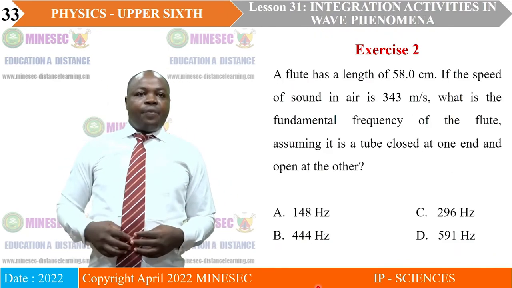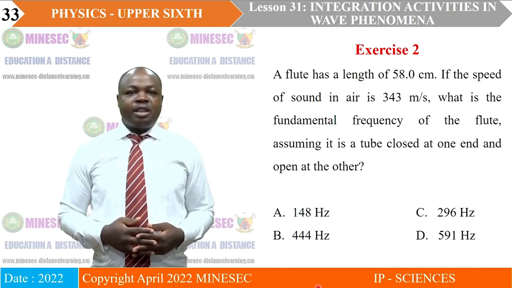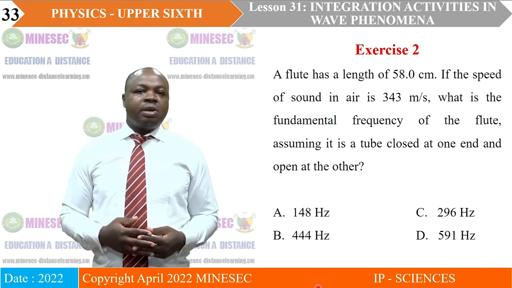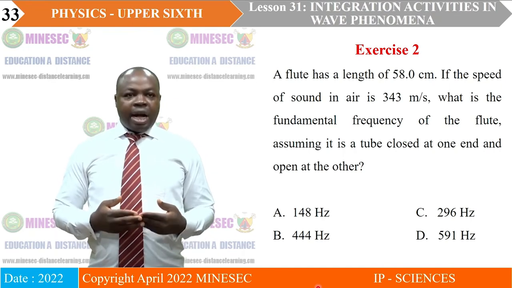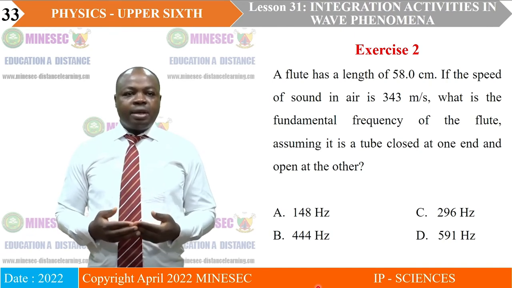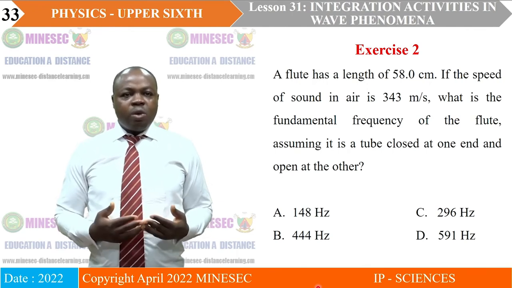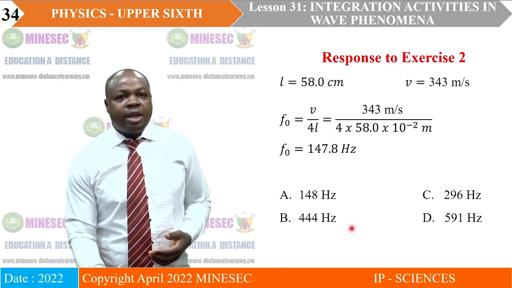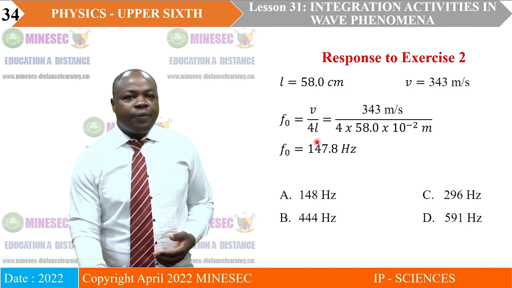Next, a flute has a length of 58.0 centimeters. If the speed of sound in air is 340 meters per second, what is the fundamental frequency of the flute, assuming that the tube is closed at one end and open at the other end? So this is actually waves in a closed pipe. And we saw the expression for the fundamental frequency as v all over 4L.